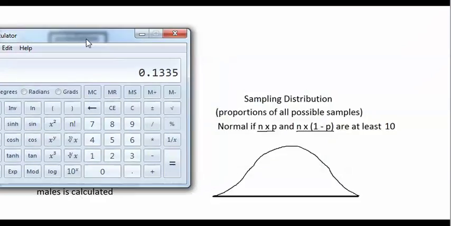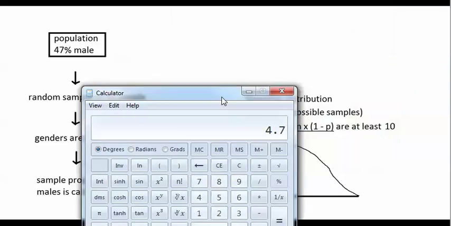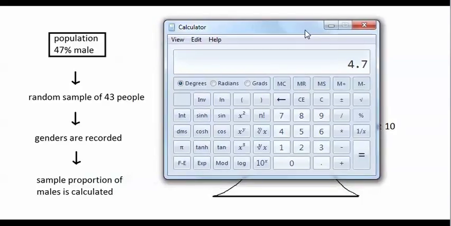We need to multiply 10 by our population proportion of 0.47. That's n times p. So this didn't come out high enough. Let me try it one more time just in case. We have to multiply our sample size, 43, by our population proportion, p, which is 0.47. So it is, n times p is at least 10, it's 20.